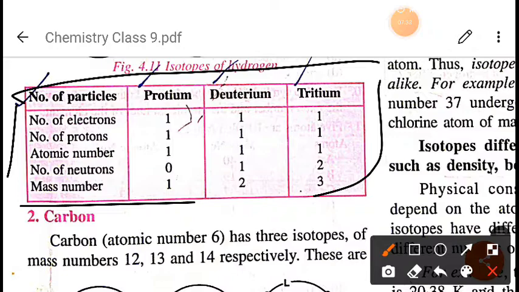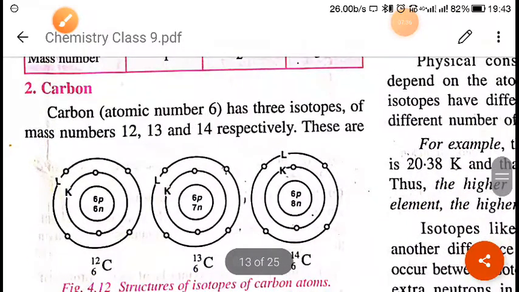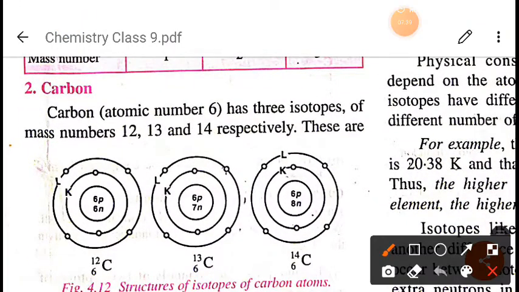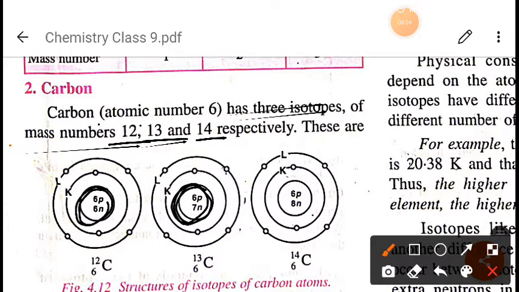Now next is carbon. The atomic number of carbon is 6, as you can see here, and it also has three isotopes, with mass numbers 12, 13, and 14. In the first one, 6 protons and 6 neutrons. In the second one, 6 protons and 7 neutrons. And in the third one, 6 protons and 8 neutrons. I hope you have understood this.